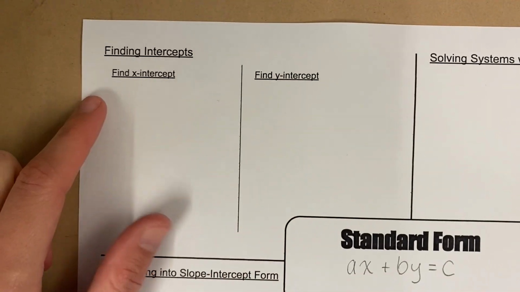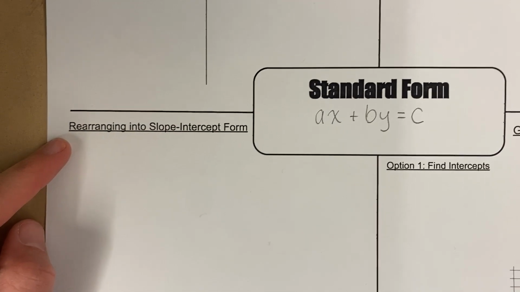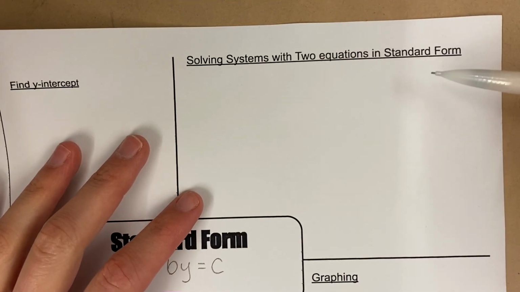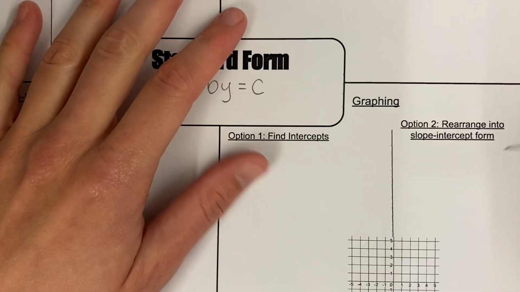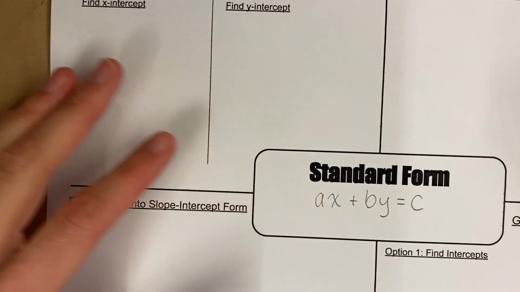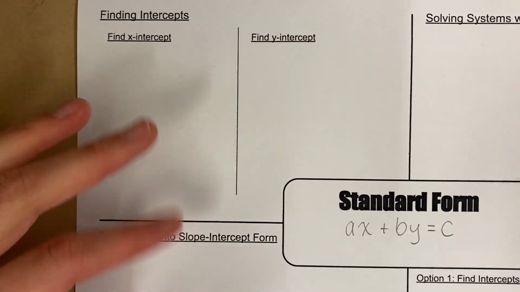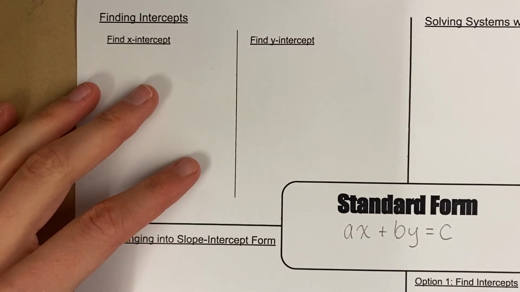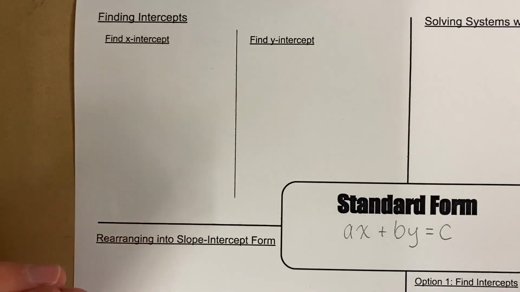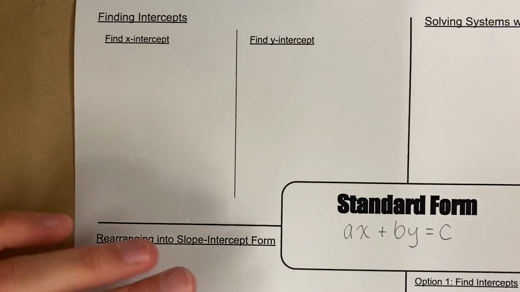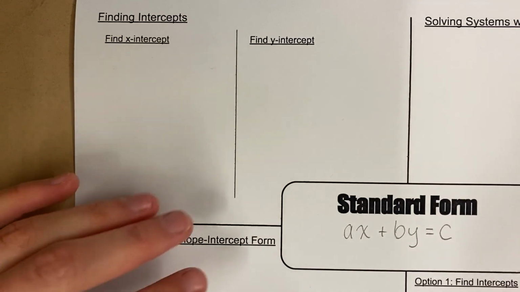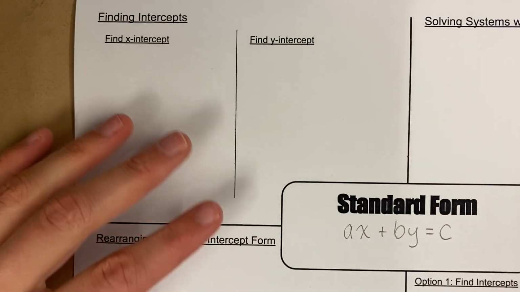We know how to find intercepts. We know how to rearrange it into slope-intercept form. We can solve systems with two equations in standard form, and we can graph it. So let's go over all the things that we've learned about standard form, and then you're going to try some practice problems. But I want you to see all the different ways that we can use this, and then you get to pick and choose which tool you're going to use in a particular situation.